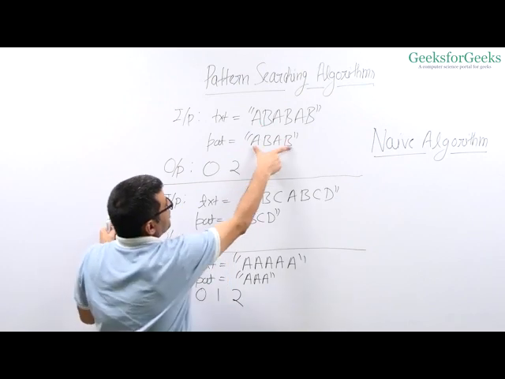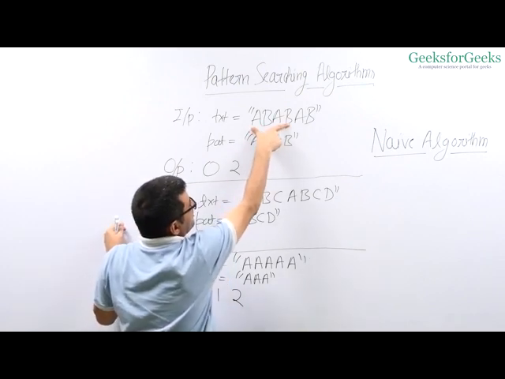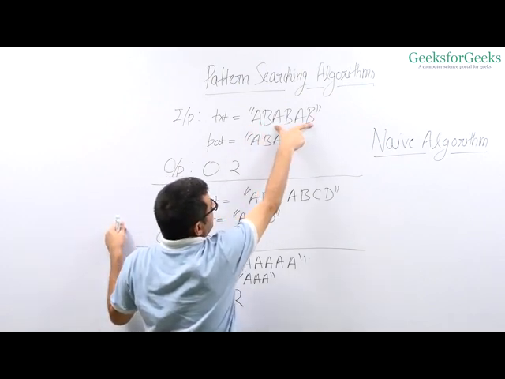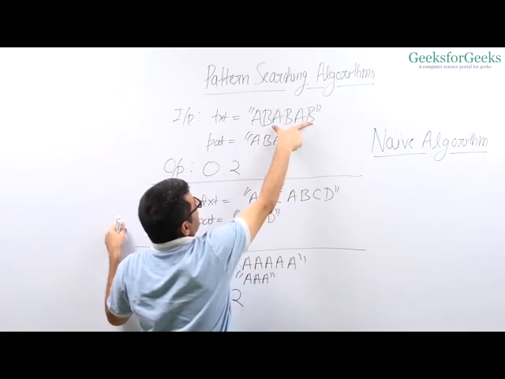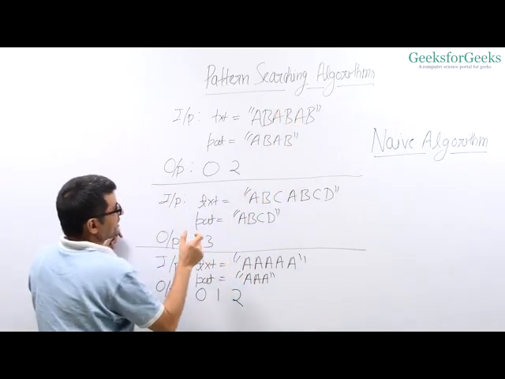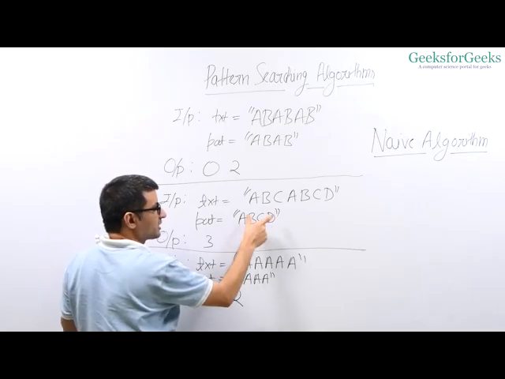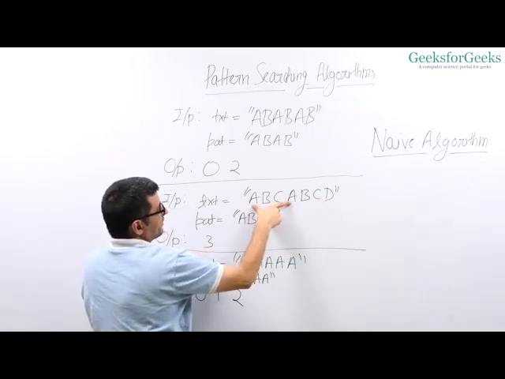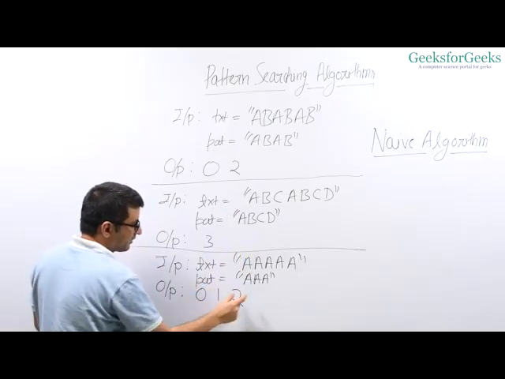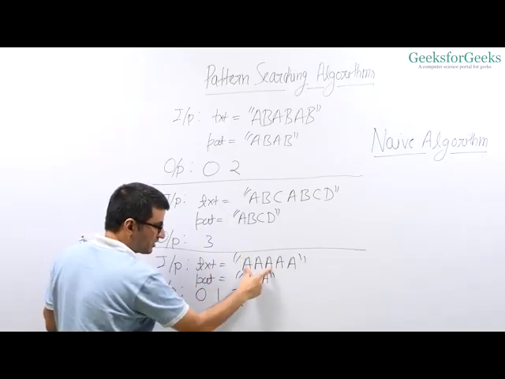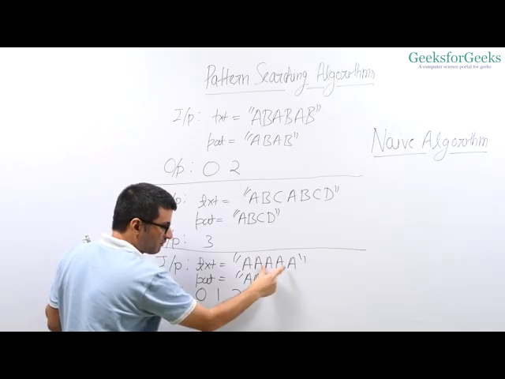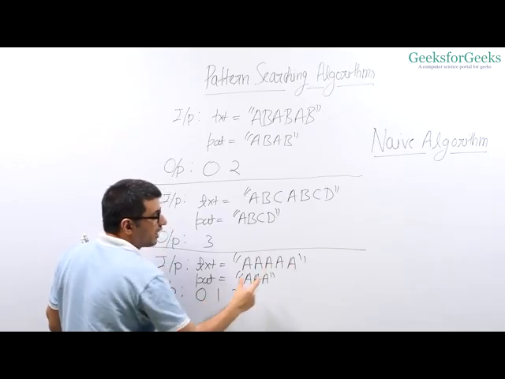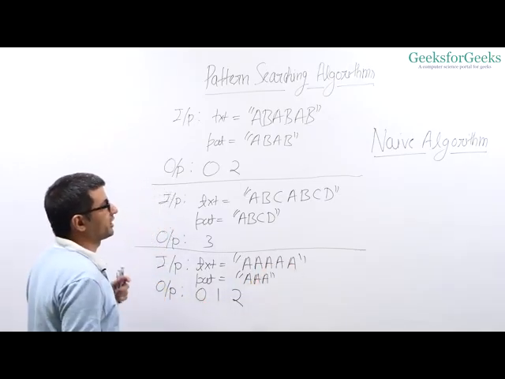So this pattern is present at index 0. This pattern is present at index 2. This is the index 2 from which it begins. Let's see this example. This pattern is present at index 3, right? It's not present here. Let's take this example. This pattern is present at index 0, present at index 1, present at index 2. How do I solve this problem efficiently?